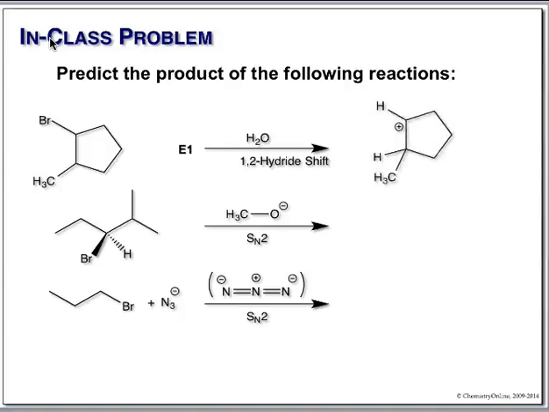Now this is a secondary carbocation, but it's adjacent to a tertiary center. So because of that, we're going to undergo our 1,2 hydride shift. This hydrogen will slide over from here to here, and we'll be left with a tertiary carbocation. Finally, in the fast step of the reaction, water is going to attack as our nucleophile, going to convert this to the alcohol.